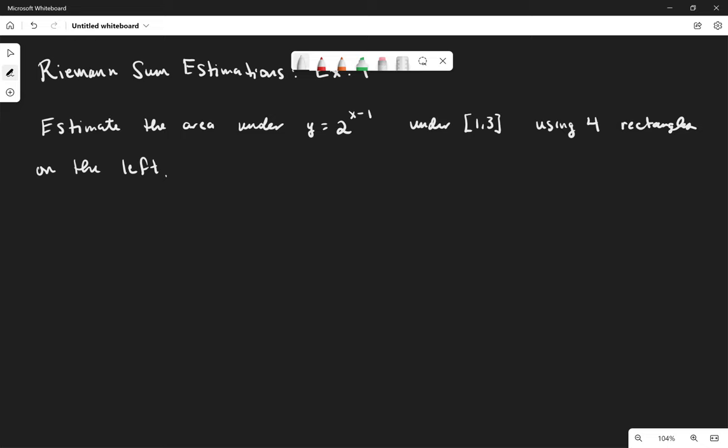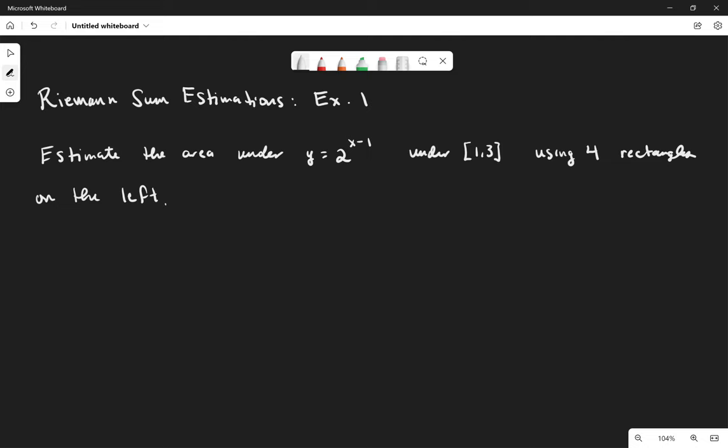Okay, so here's our second example video for our Riemann sum. We want to estimate the area under y equals 2 to the x minus 1 under this interval using 4 rectangles. Actually, I'll change that for this one. We'll make that on the right. We did it on the left last time.